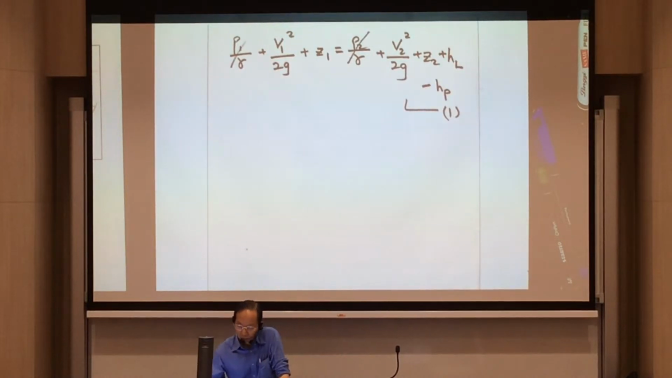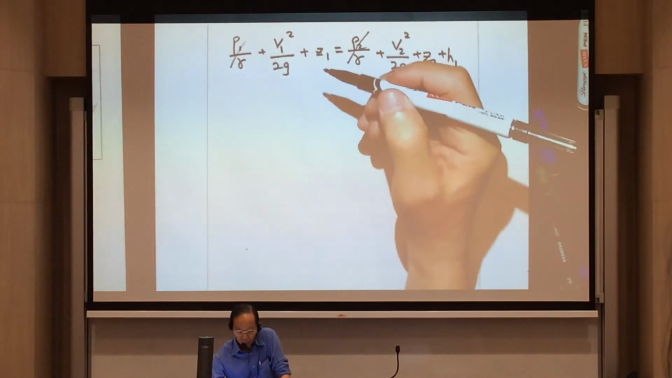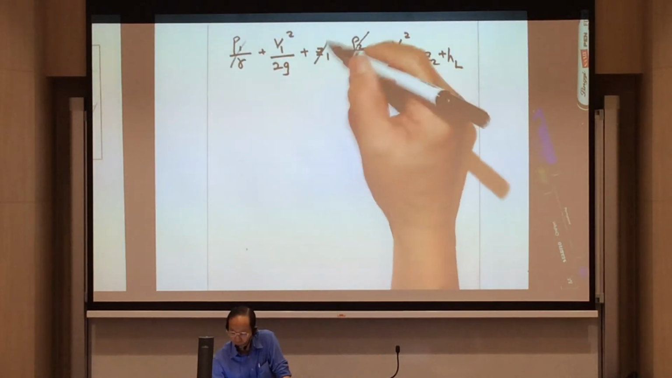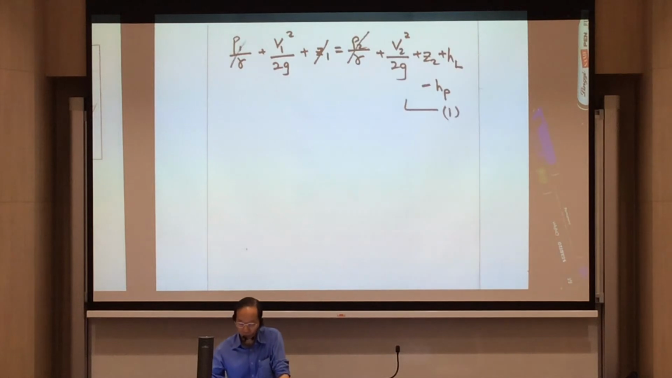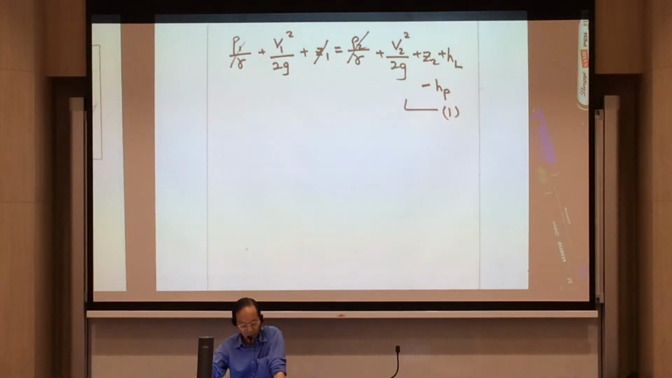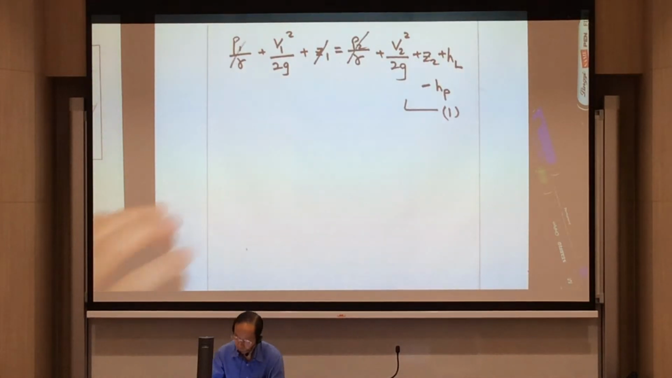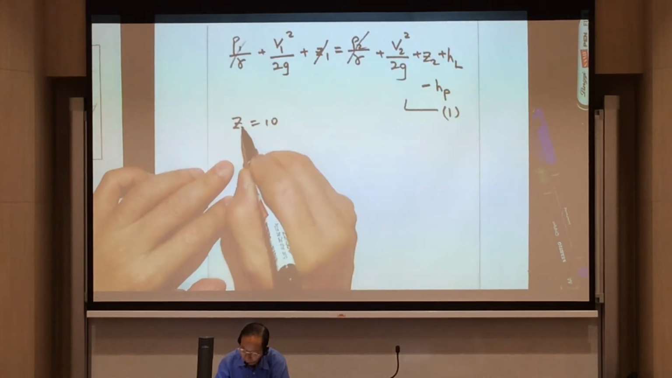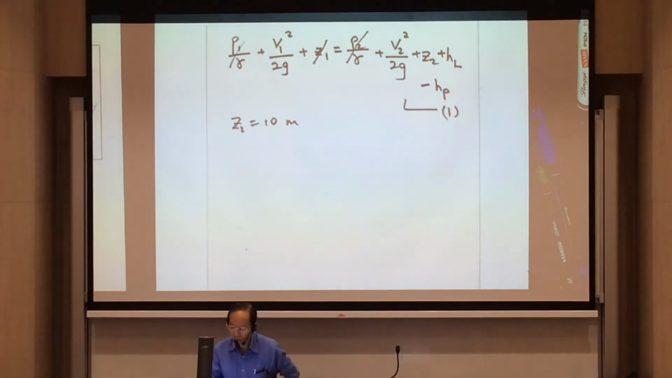Hold on, Z1. Z1 is 0. Okay, Z1 you cancel, 0. Z2 is 10, huh? Z2 is 10. Okay. So Z2 is 10 meter. What about V1?